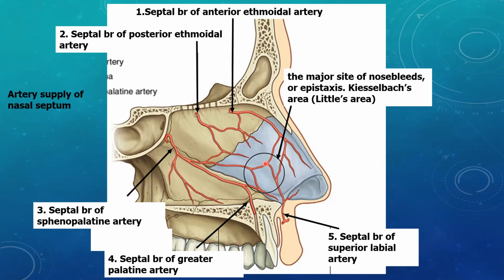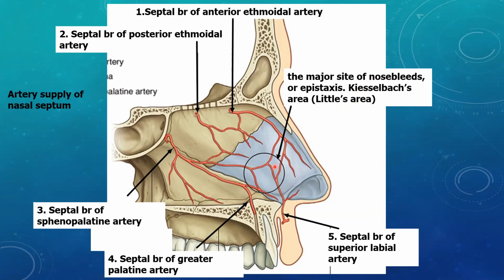Epistaxis. And this area where the anastomosis of all these arteries occurs is known as Kiesselbach's area or Little's area. It is in the anterior inferior area of the nasal septum. So this area is prone to nose bleeding.